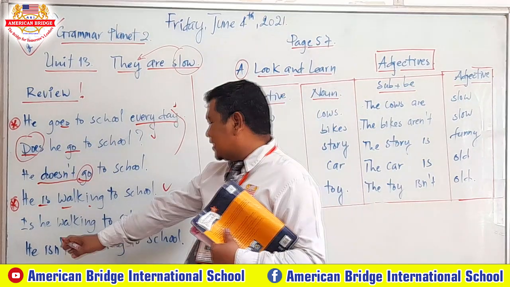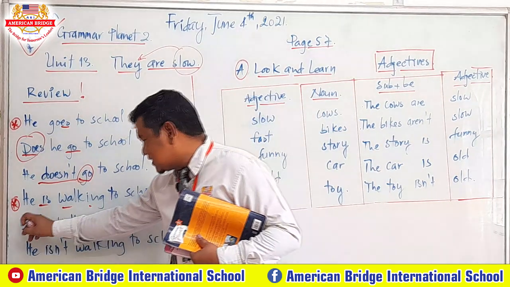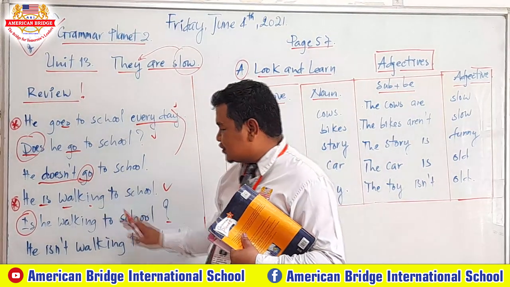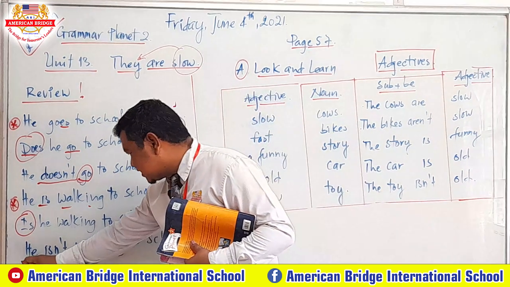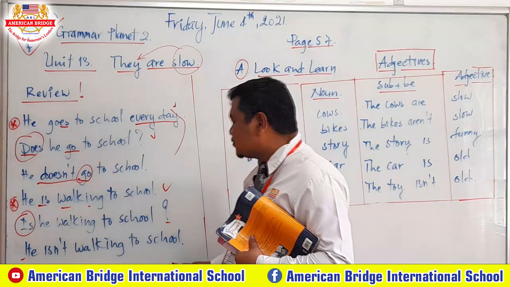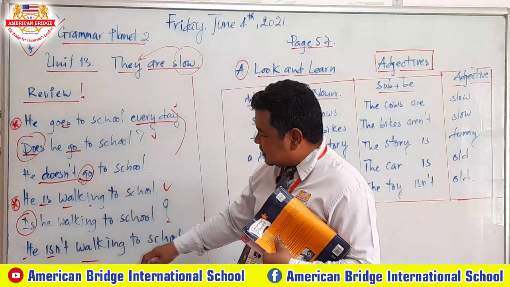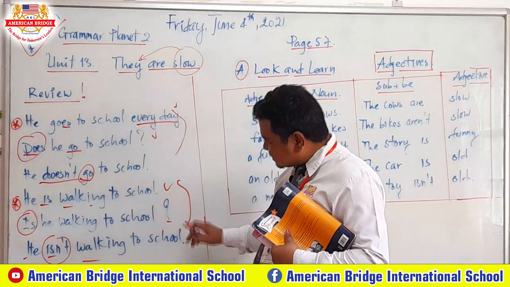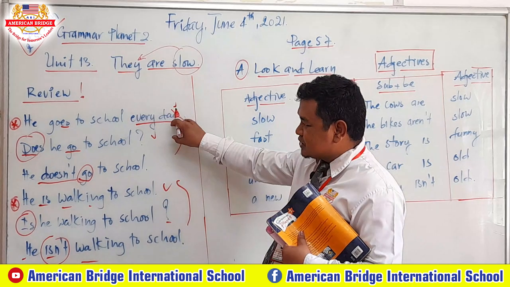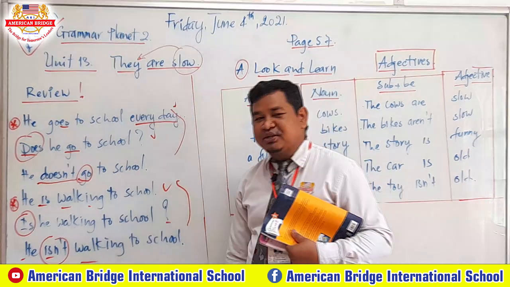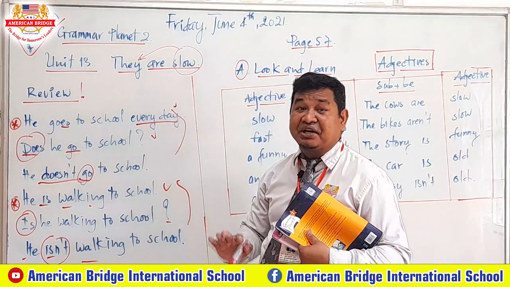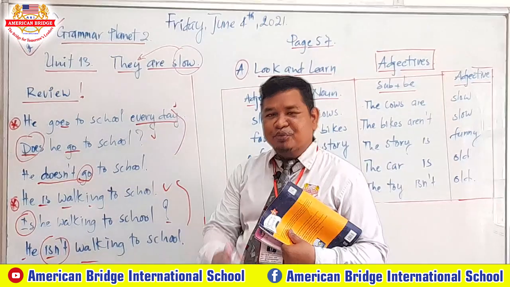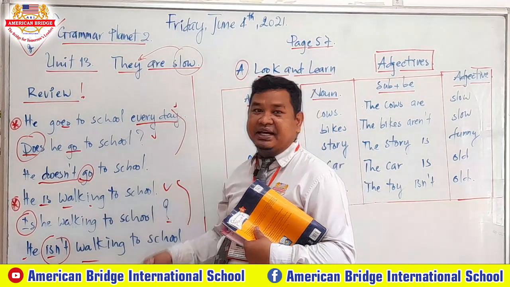You have learned this already. If you want to make this into a question, you have to use is at the beginning of the sentence. "Is he walking to school?" Question mark. And if you want to make a negative sentence, "He isn't walking to school." So isn't walking, the same verb, but this one is negative, this one is a question, and this one is an affirmative sentence. So this one is present continuous tense. One is present simple and one is present continuous tense. I just reviewed a little bit for today because you have learned all this so far. I hope that you understand. Again and again, if you are not clear about that, you can ask the homeroom teacher. The homeroom teacher will explain all that to you. Okay, thank you very much, students.